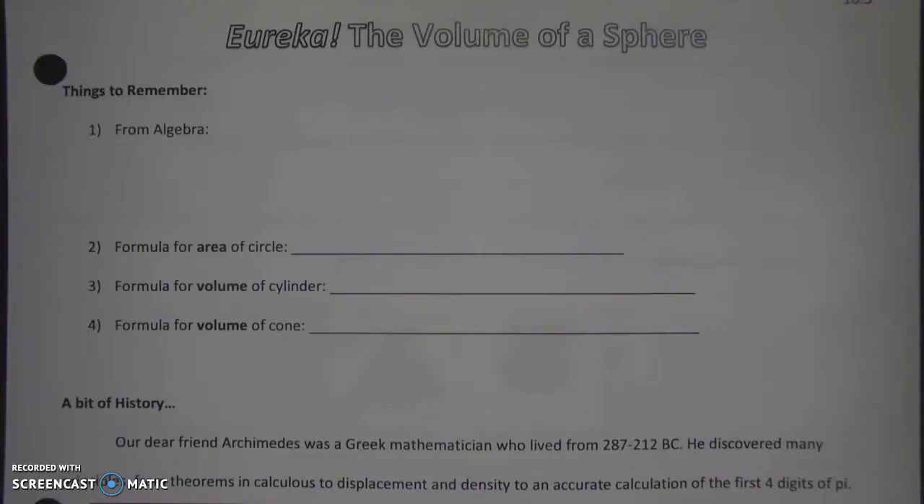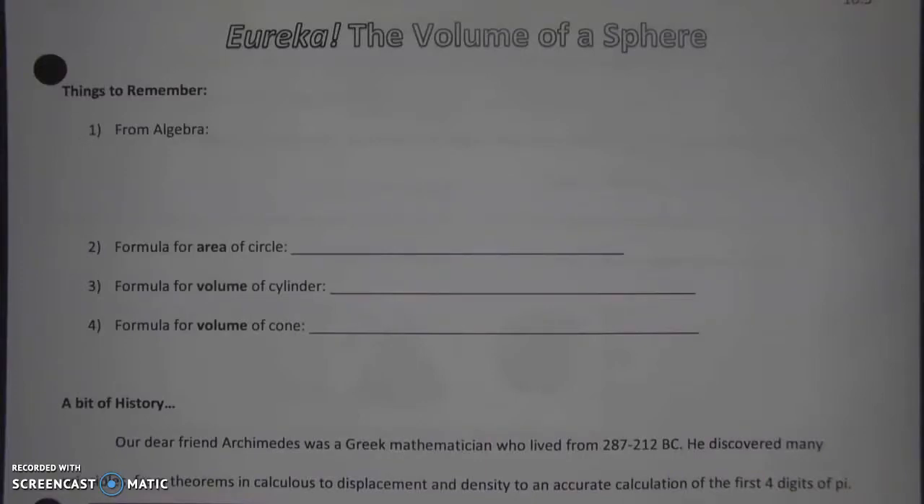Today, as you can see, we will be talking about how to find the volume of a sphere. And unlike in the past, where I just gave you the formula for solving it, today we're going to try to discover this formula in a similar way to how it was discovered in the past by Archimedes.